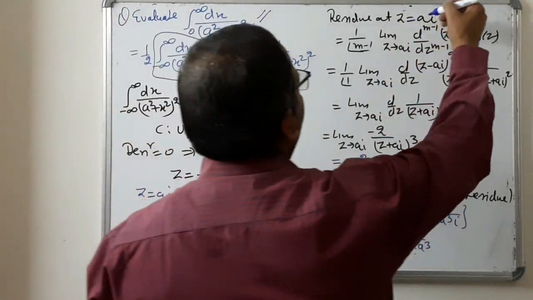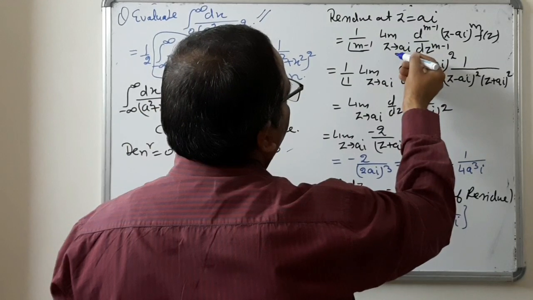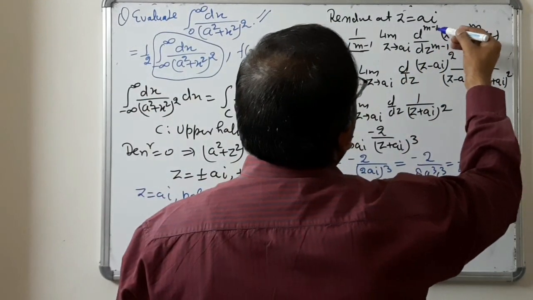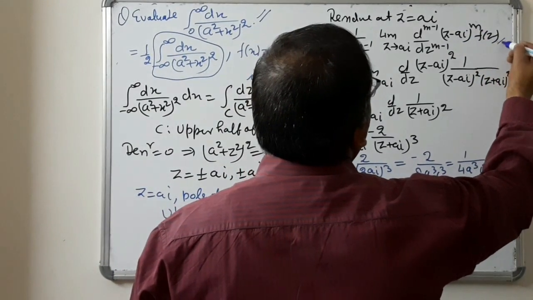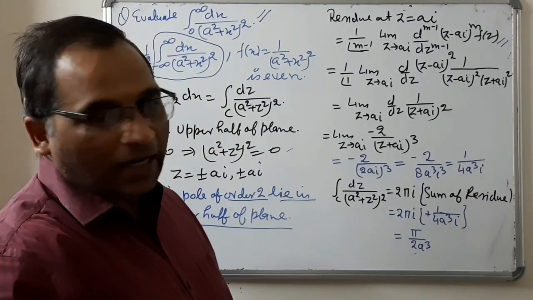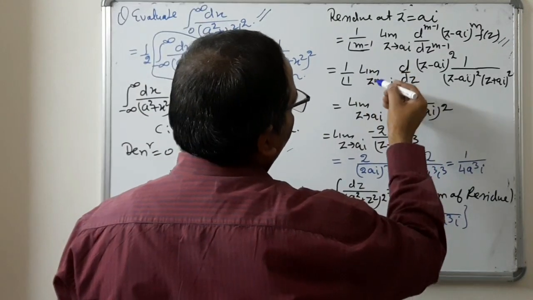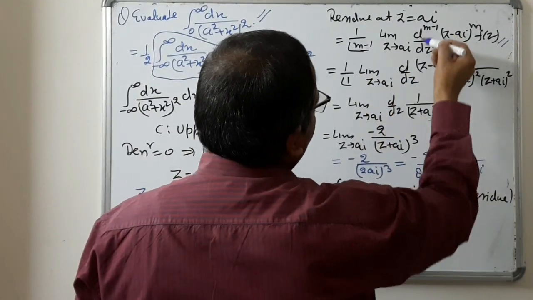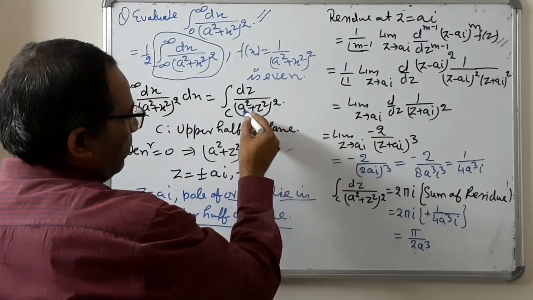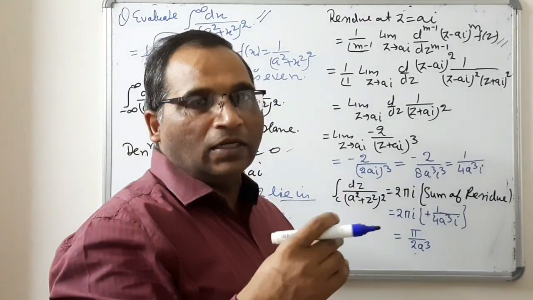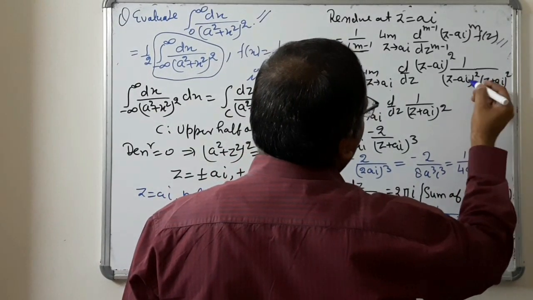The residue at z equal to ai can be found by the formula 1 upon factorial (m minus 1), limit z tending to ai, (m minus 1) times differentiation with respect to z of (z minus ai) to the power m times f of z. This is the formula for a pole of order m. So put here the value of m equal to 2, so 2 minus 1, 1 upon factorial 1, limit z tending to ai, d by dz of (z minus ai) to the power 2 times 1 upon z square plus a square. We write z square plus a square equal to (z plus ai)(z minus ai). So this is (z minus ai) whole square, (z plus ai) whole square.